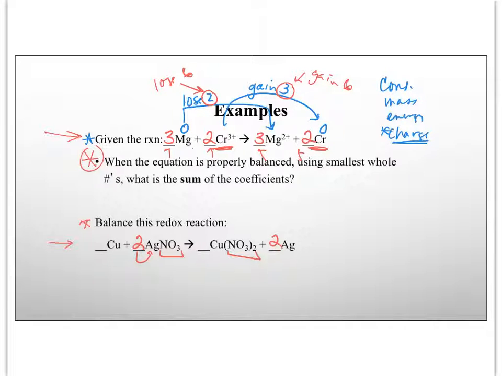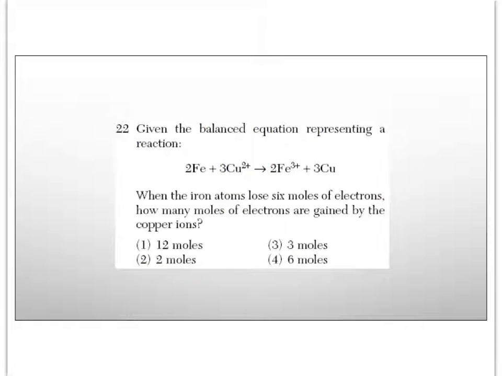We put a 2 here, and we're done. Okay, so nobody cares how you balance it if it's a full equation. But if it's only the net ionic equation, you have to use the electron method. Here's just a couple of Regents questions to wrap this up.